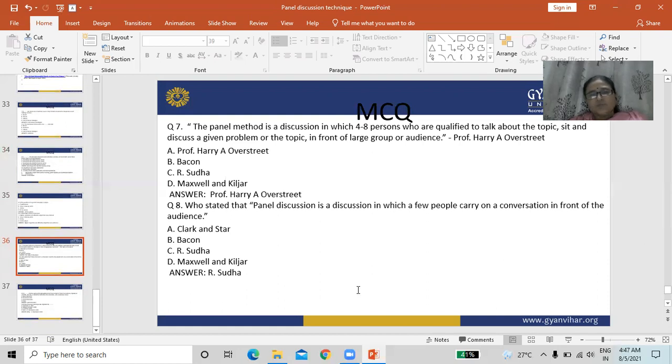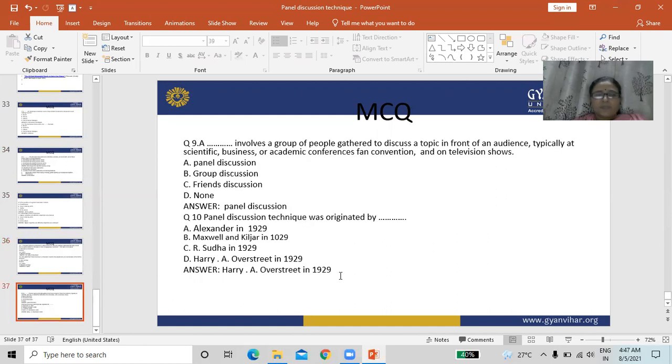Next MCQ: who stated that the panel discussion is one in which a few people carry on a conversation in front of the audience. Option A, Clark and Star; option B, Bacon; option C, R. Sudha; option D, Maxwell and Kilger. Correct answer is R. Sudha. Option C is correct.